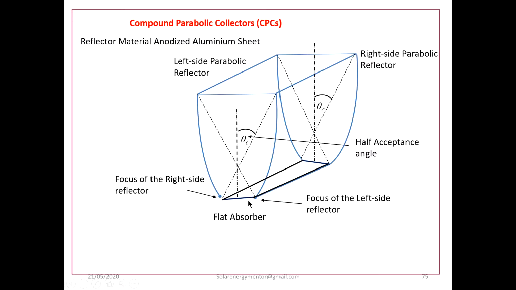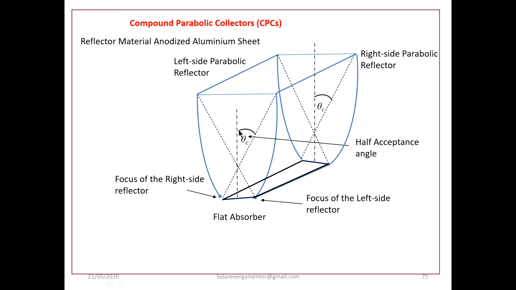Here the absorber may be a tube or a rectangular tank or whichever configuration is convenient. Now if the solar radiation is incident on this surface, then the focus of this right side parabolic reflector is here and the focus of the left side parabolic reflector is here. So all the radiation falling on these two reflectors is received on this flat absorber.